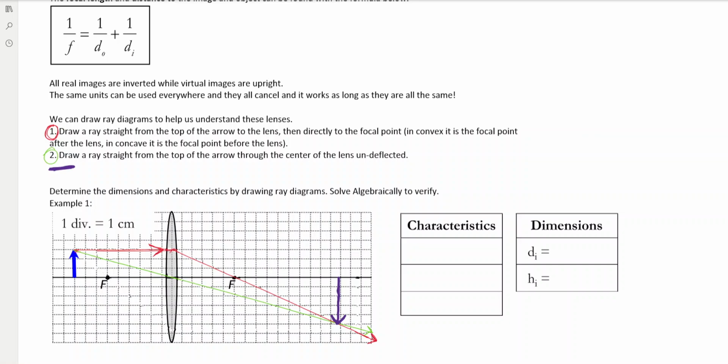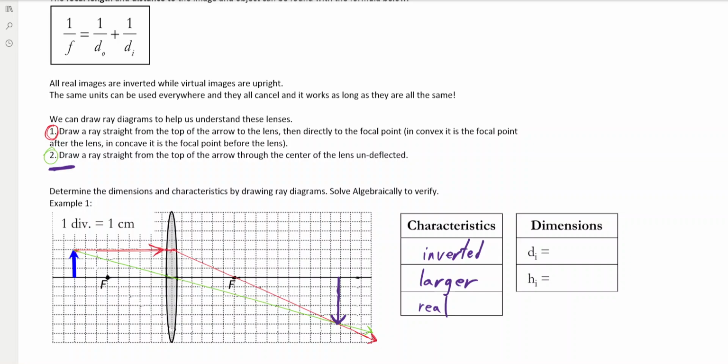Now, considering that it is showing up over there, it is showing up inverted. It is showing up larger than the original, and it's showing up as a real image, because those rays that we see there are real rays. They're not dotted lines. We'll talk about dotted lines in the next one, but for now, that's a real image.